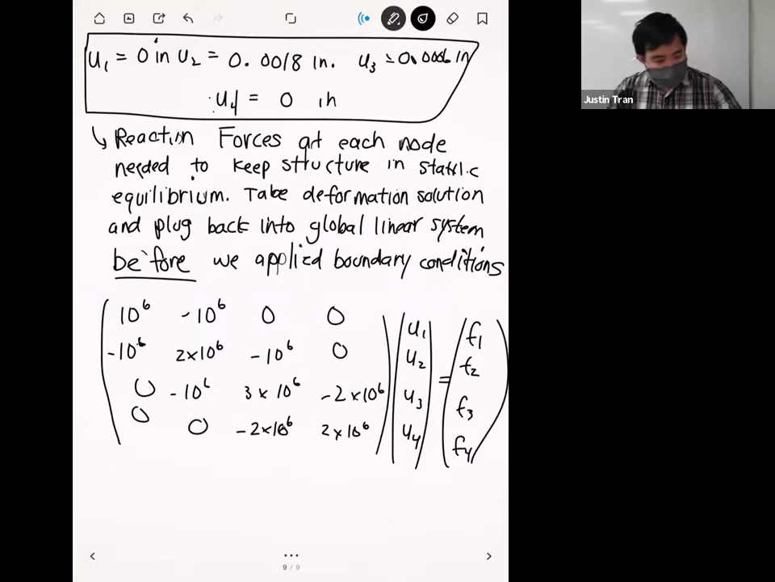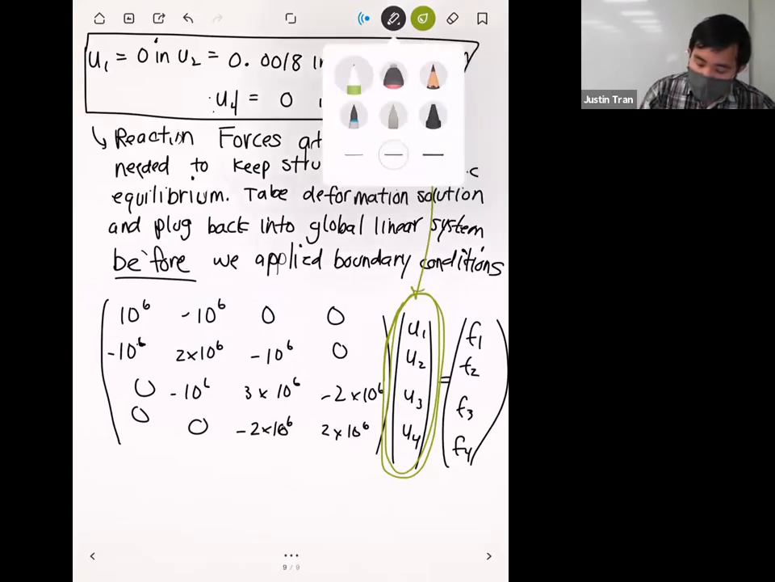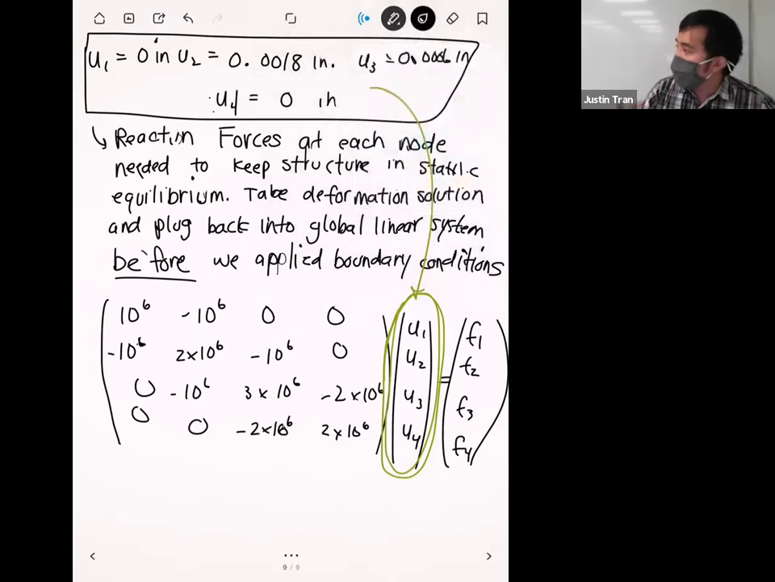Before we applied the boundary conditions, our global linear system looked like this. Previously, we couldn't solve this equation for U1, U2, U3, U4 because this system was singular. If we try to invert this matrix, we would just get an error. But we don't need to invert it this time. Now that we've already solved for the solution, we already know what these values are, so we can just plug in our values and perform the matrix-vector multiplication in order to solve for F1, F2, F3, F4.